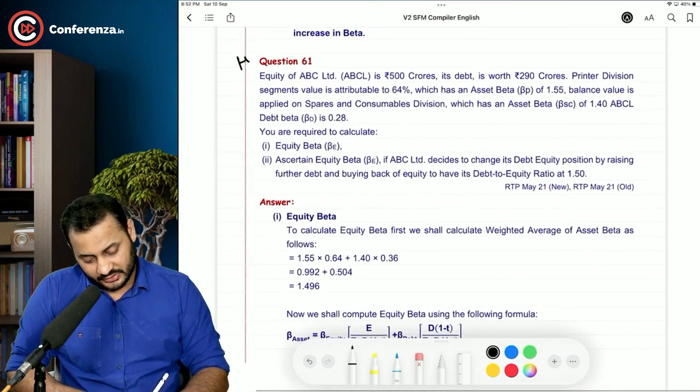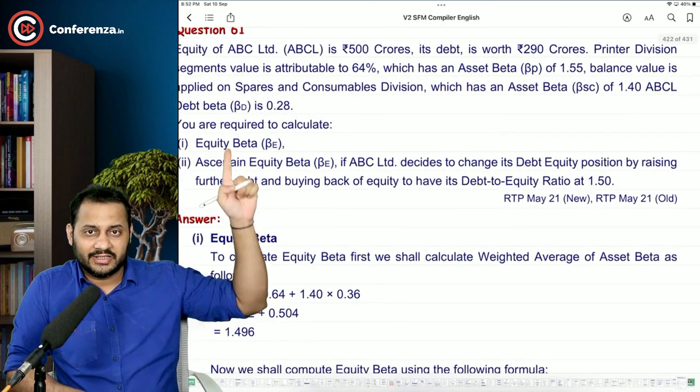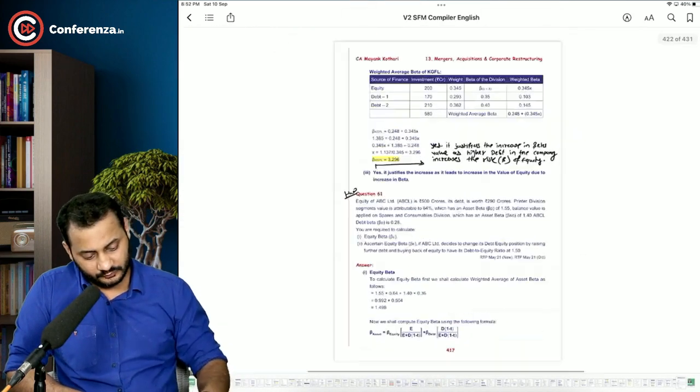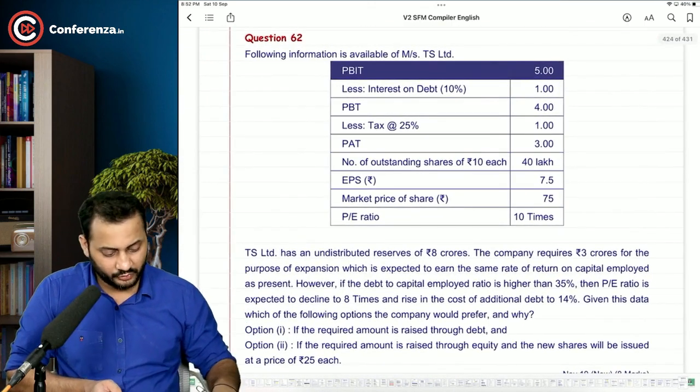Question number 61 is your homework. It is exactly the same. We have to calculate the equity beta twice. Let's come to the next and new question. Quite interesting one. Have a look.